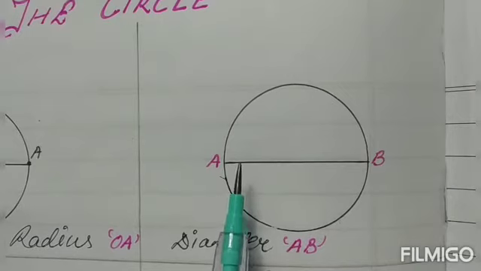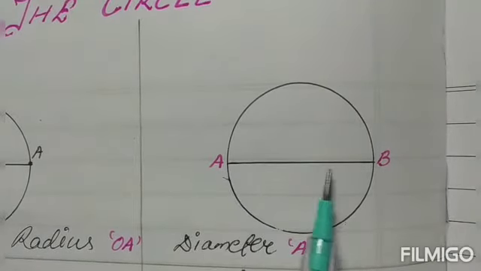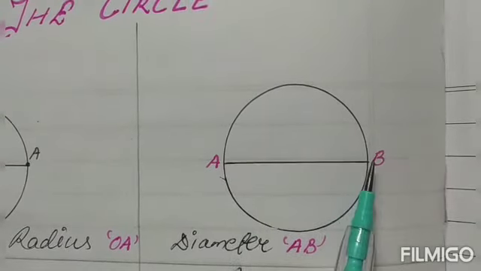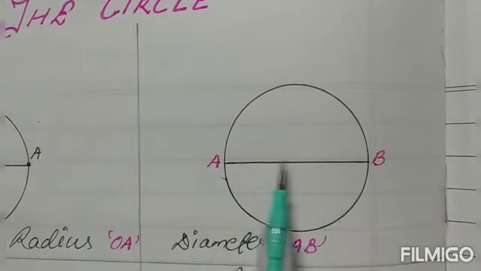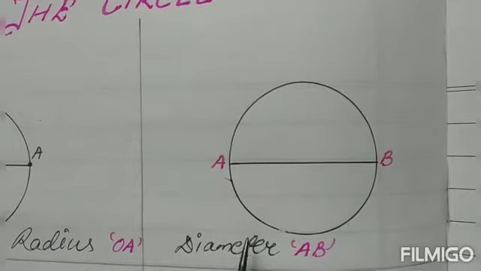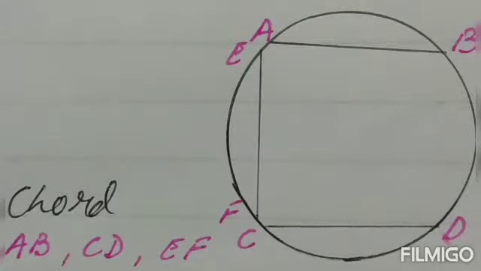Similarly, children, any straight line which is passing through the center and is touching the circumference on both the ends, that means the two ends of the line are touching the circumference and it is passing through the center over here, then such a line is known as the diameter. Radius is half of the diameter, right? If suppose in a question the diameter is 10 centimeter, that means the radius of that circle is 5 centimeter. You divide the diameter by 2 to find the radius.